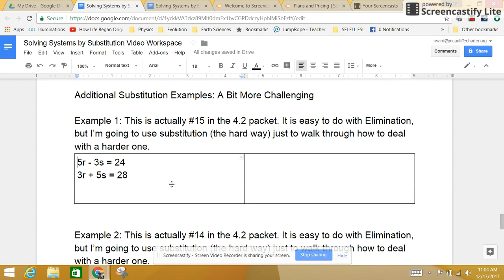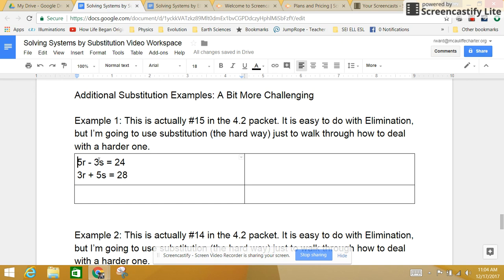My first task is to identify which of these 4 variable terms I'm going to try to start isolating down to just the variable. So if I look at the 5r, I'm going to divide everything by 5 to get r by itself. And 24 divided by 5 is going to be annoying. 3r here, I'll be dividing by 3 at some point, and 28 divided by 3 will be more annoying. 5s, I will be dividing by 5. I'm going to end up with fractions in that situation.